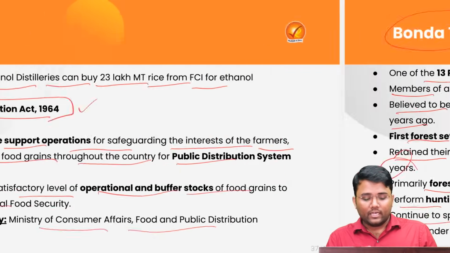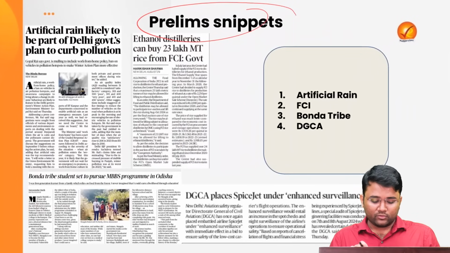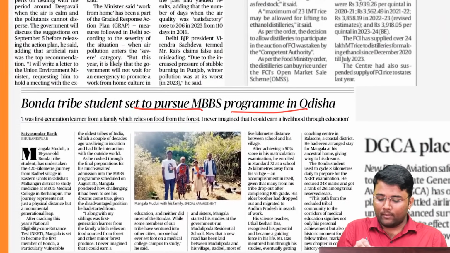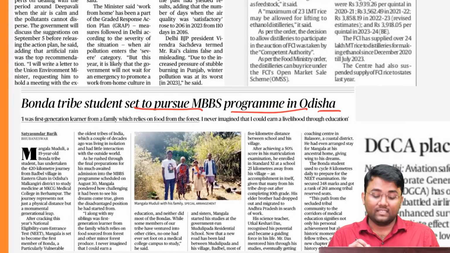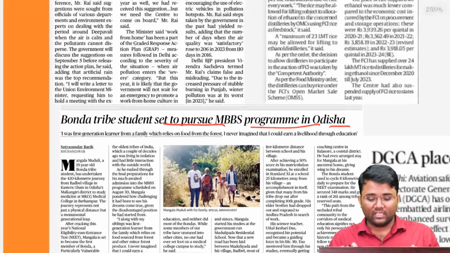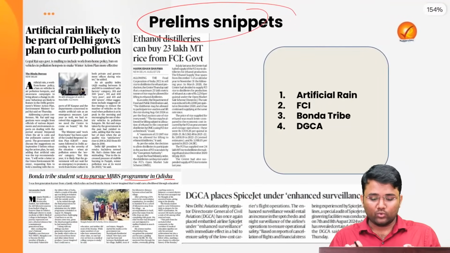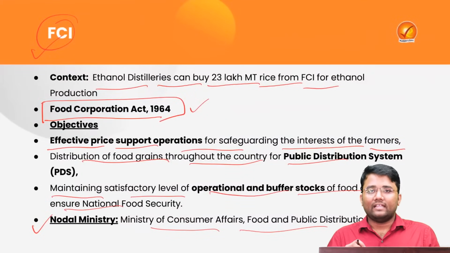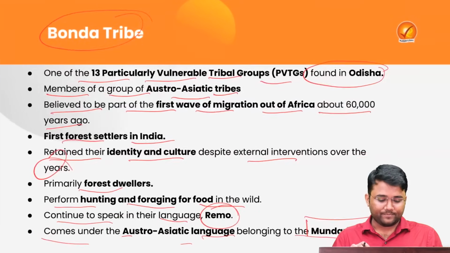Now the news was that a Bonda tribe student is set to pursue an MBBS program in Odisha. You can use this as an example in your essay, of how social exclusion or poverty cannot prevent a person from achieving great heights and securing success.